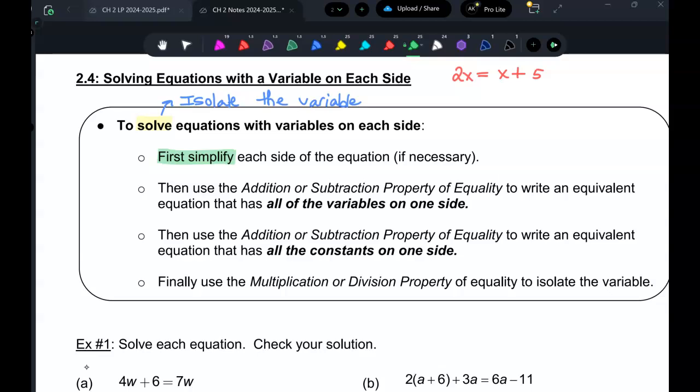So in other words, this would be, for example, distribute, combine like terms.